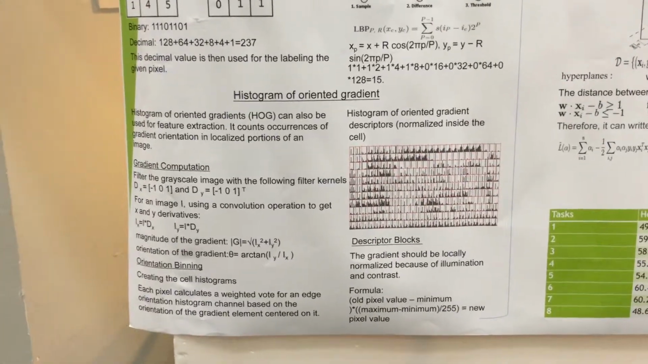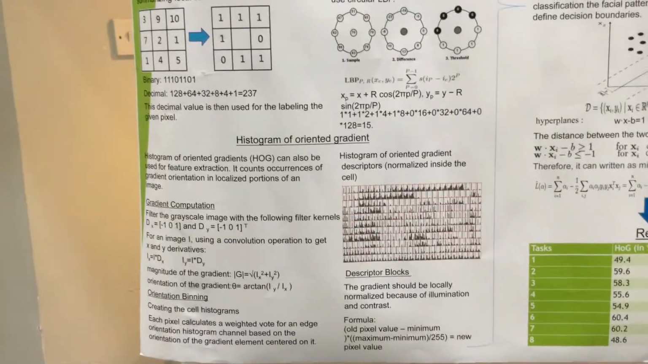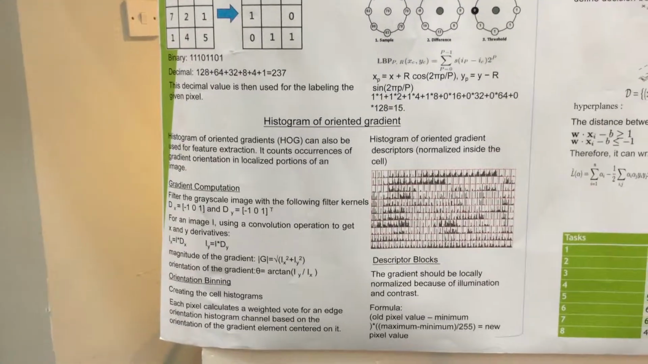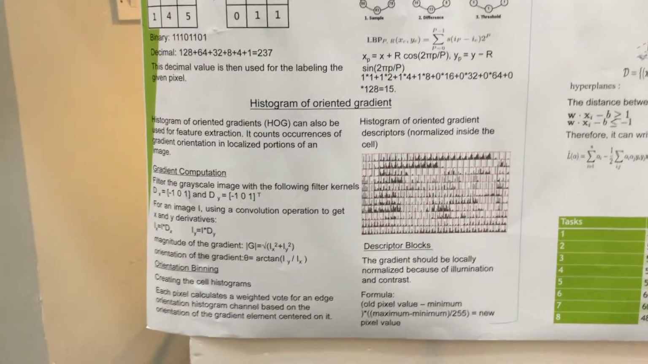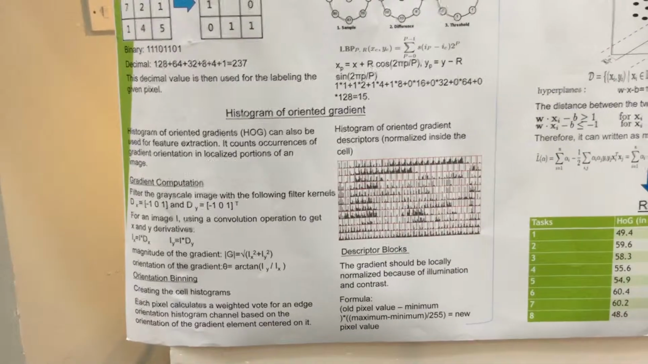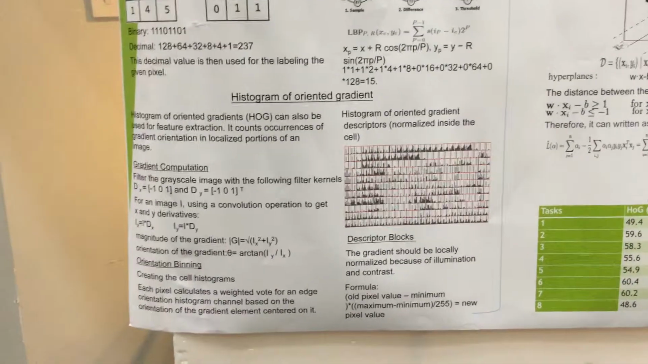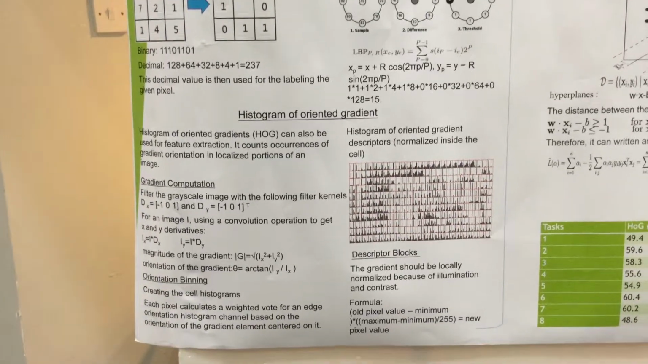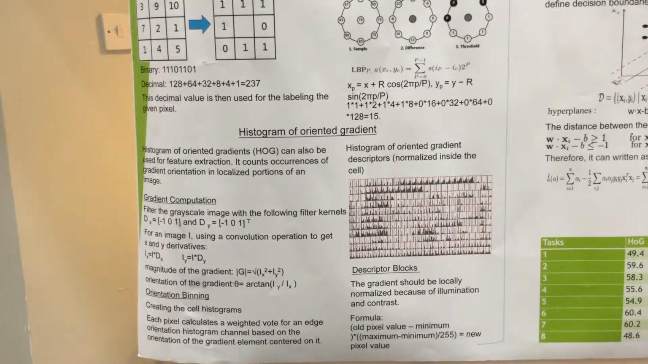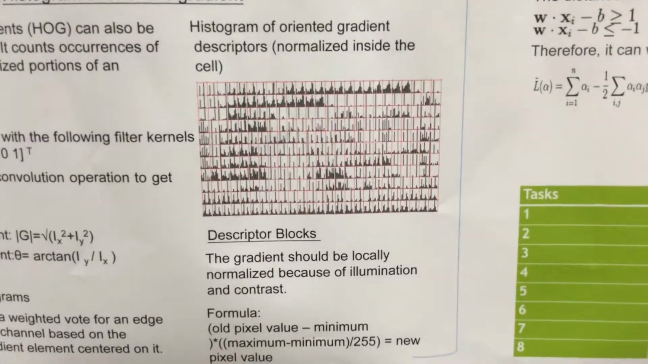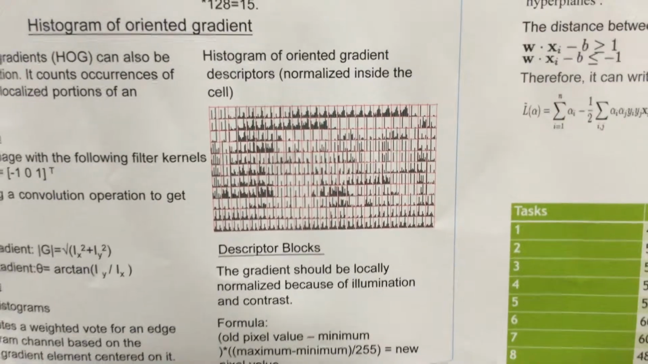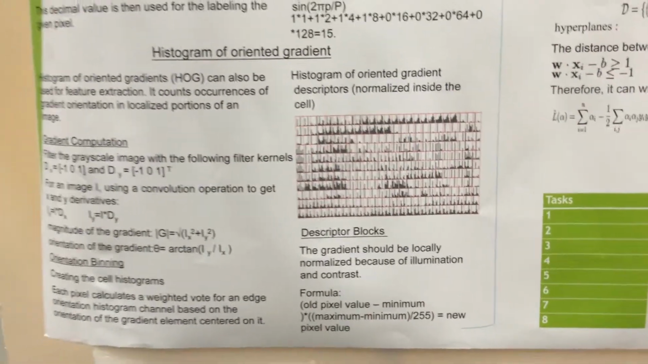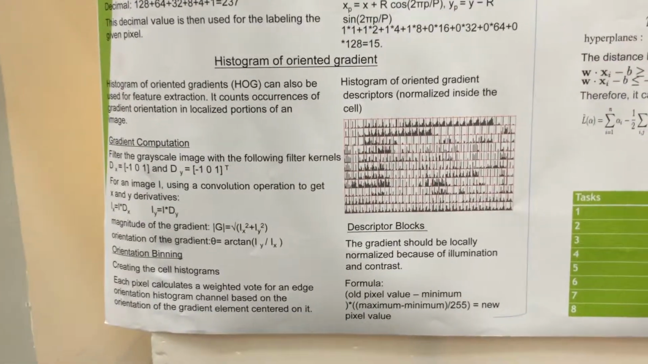Then we need to create the cell histograms. Each pixel calculates a weighted vote for an edge orientation histogram channel based on the orientation of the gradient element centered on it. The histogram is shown on the poster, and we sum up all the histograms and use the result as a feature vector. Also, we need to normalize the gradient because of the contrast.